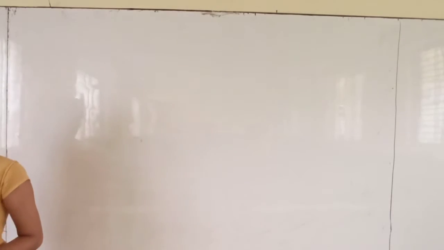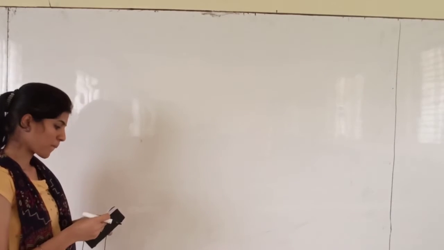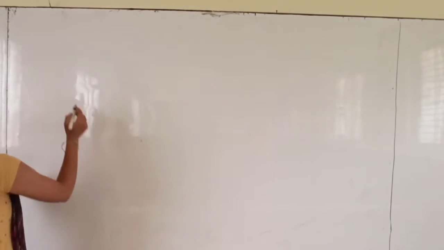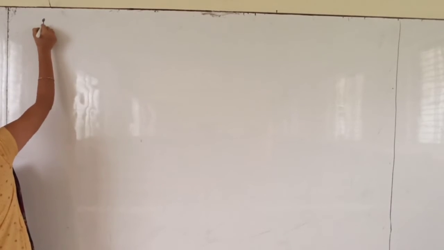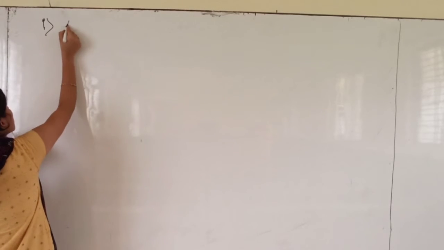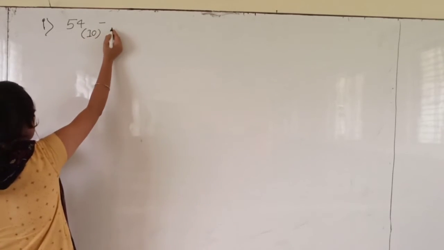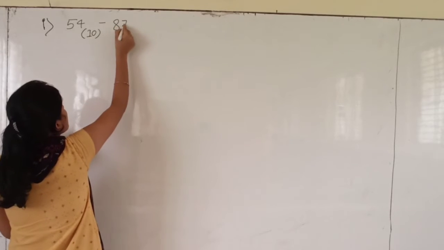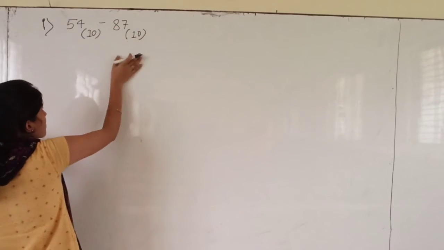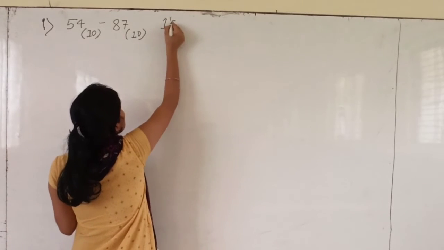We solve some more examples on binary subtraction using 1's complement and 2's complement. Just take an example from your review questions at the end of the chapter. The example is 54 minus 87, using the 1's complement method.